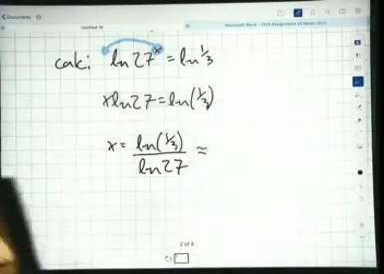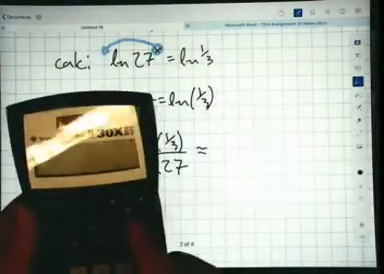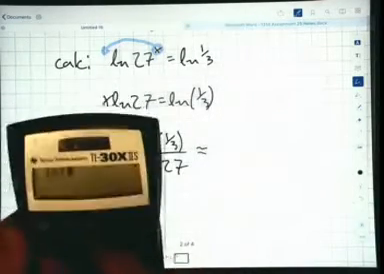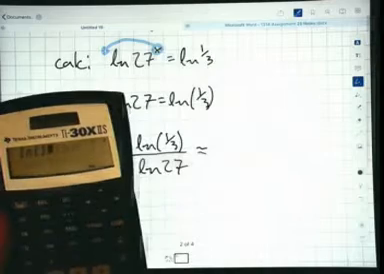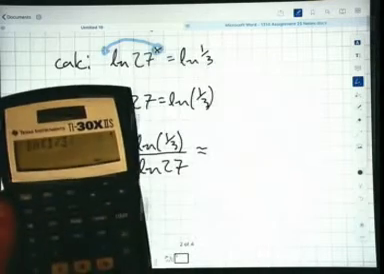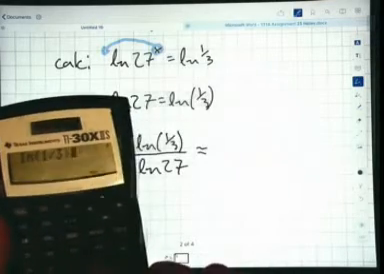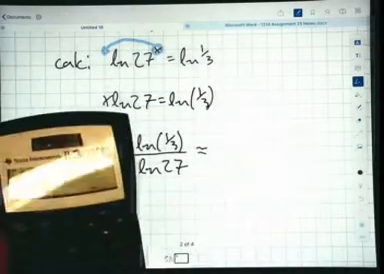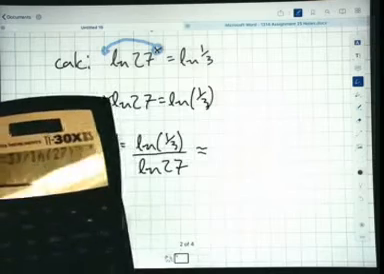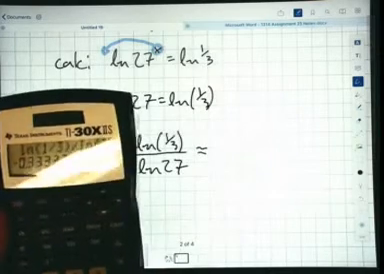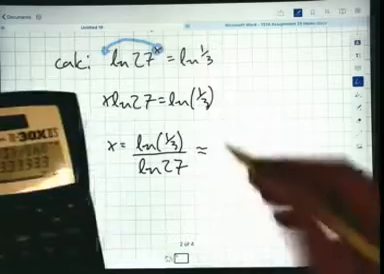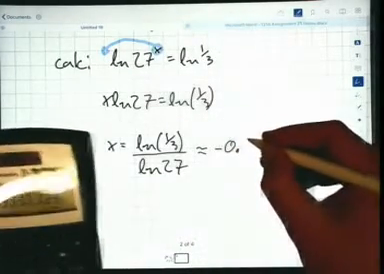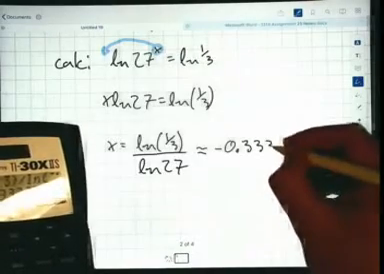So in my calculator, I'm going to show you my calculator right here. Make sure that you do things exactly the way I do. When I do the natural log of 1/3, make sure that you close the parentheses around the 1/3. Close parentheses. Divided by the natural log of 27. Now this is what we get. Negative 0.333 repeating. And it says to round to 3 decimal places, so that's 0.333.